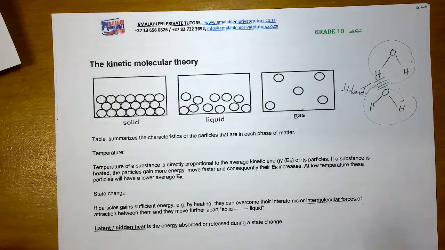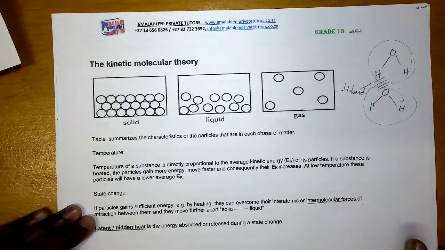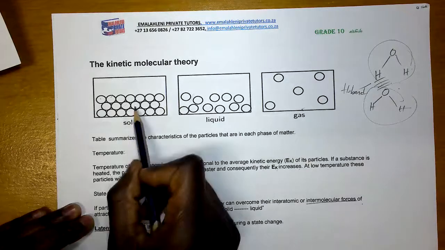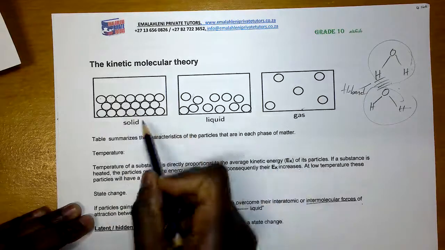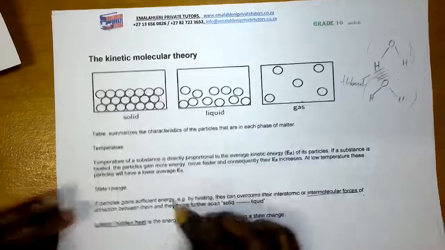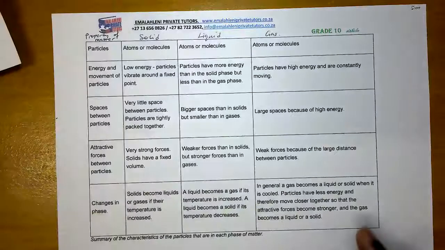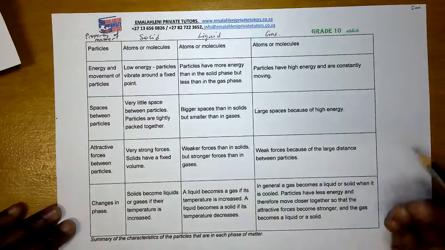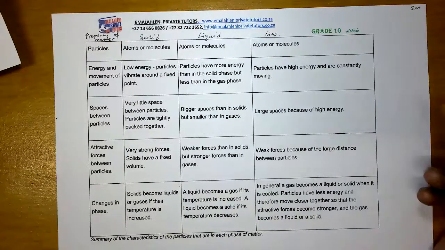energy absorbed or released during a state change. So whenever we apply heat, what is being absorbed there is called latent heat, which will change the state to the liquid phase. Okay. Then now on the last slide, we are looking at the properties of matter.